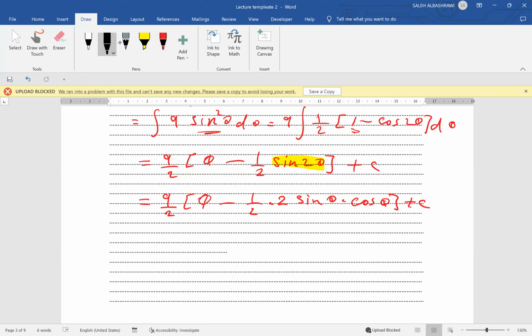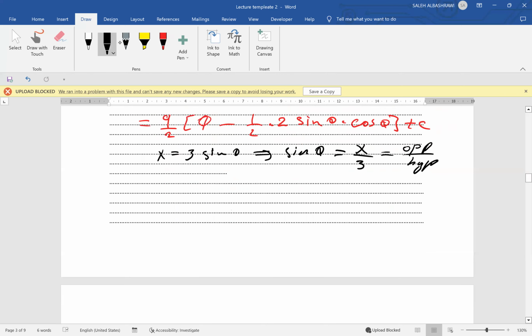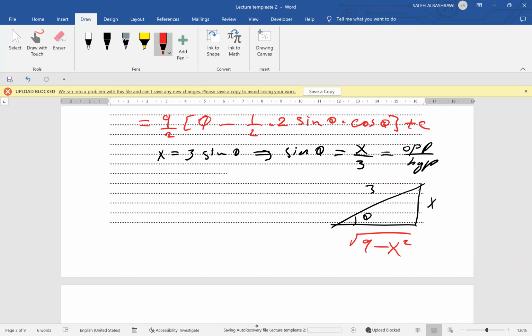Now from my substitution I have x equal to 3 sine theta, which means sine theta is x over 3. But we know that sine theta is the opposite over the hypotenuse, which means if we have a right triangle, this is theta, the opposite is x, hypotenuse is equal to 3. And the third side will be square root of 9 minus x squared. This will give me now cosine theta. Cosine theta equal to the adjacent, which is equal to square root of 9 minus x squared divided by 3.